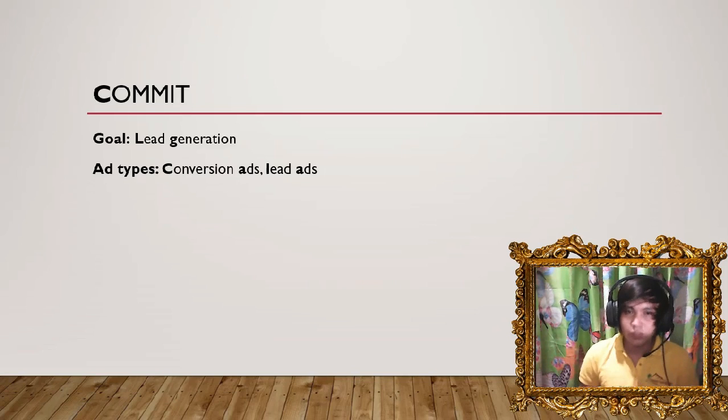And the second is commit. The second phase is commit, where your goal is lead generation, and the ad types are conversion ads and lead ads. In the commit phase, you have to demonstrate your product. If you have a product or services, you have to demonstrate your product.